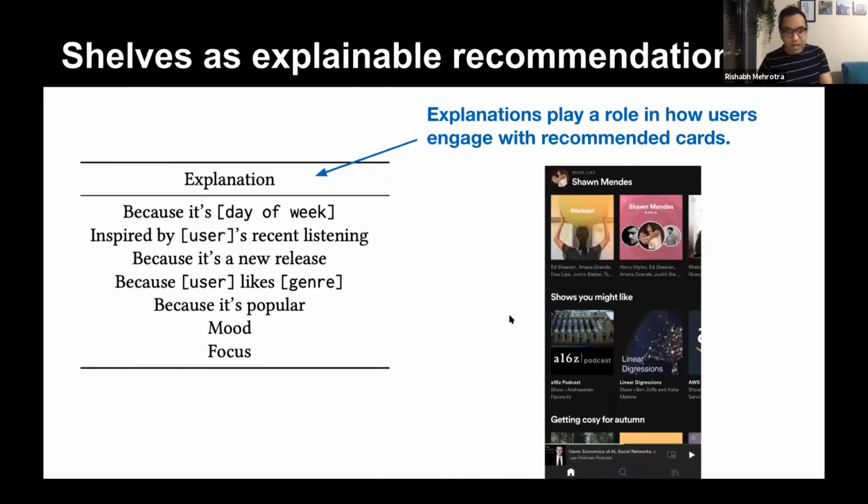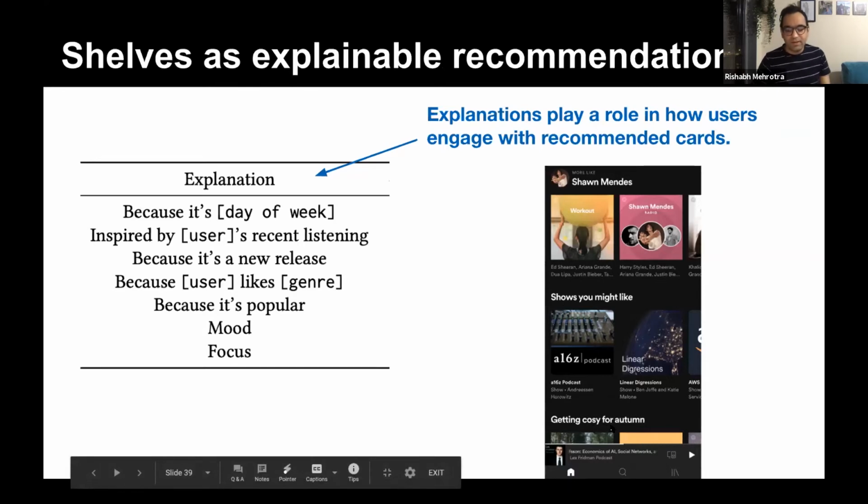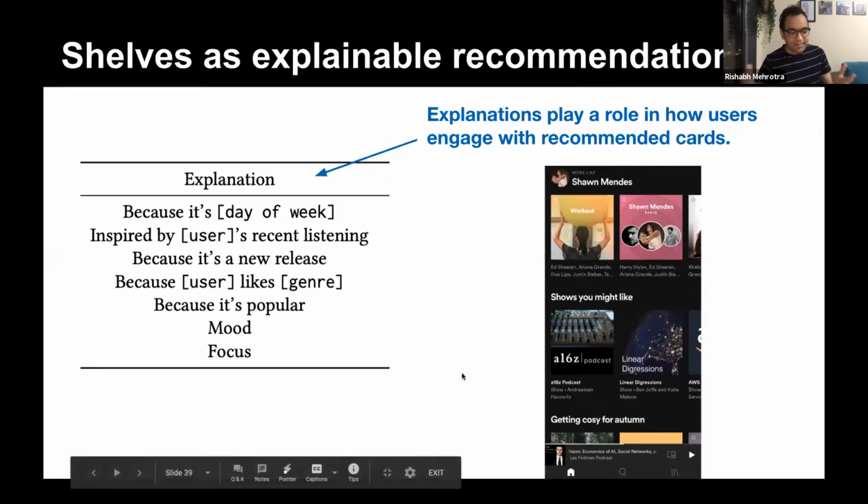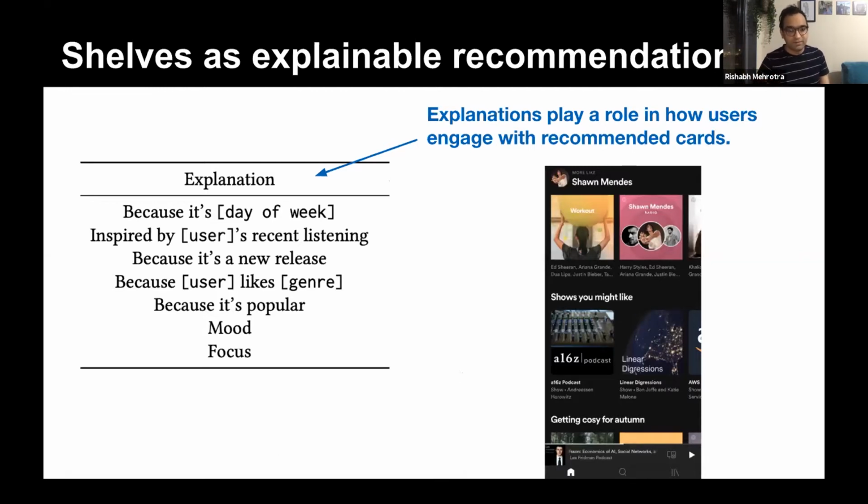But the question is, how do we do this on explanations? What exactly are explanations? If you look at the homepage, on the right you have "shows you might like" or "getting cozy for autumn." These are all explanations which serve as a hook to get users interested in exploring some of these playlists on the homepage. This could be a playlist, a podcast, or each card could be a mix of a playlist, a podcast, or some specific artist promotions as well. Some examples of explanations are "because it's Friday," "inspired by your recent history," or "because it's a new release," and so on.